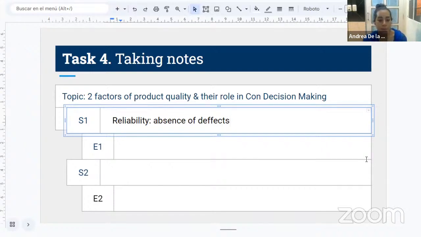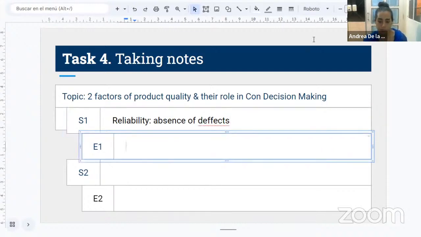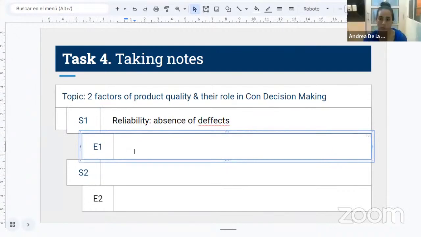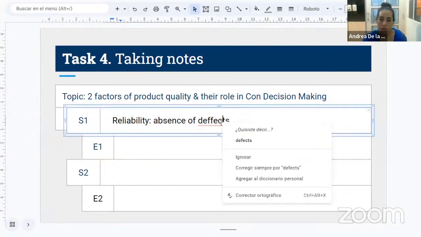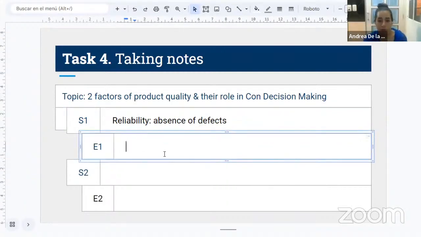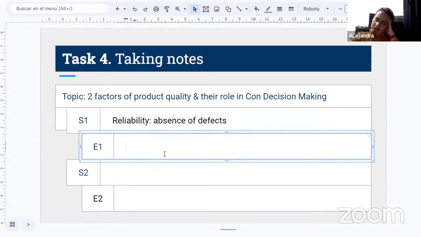Now, what about the first example? Remember that each subtopic will contain its own example. So what is the example given for the concept of reliability? What does the professor say? How does the professor illustrate that concept? What was that example? A car.